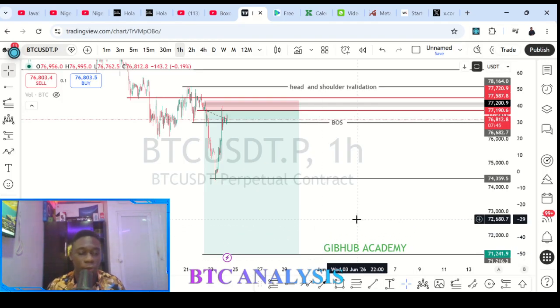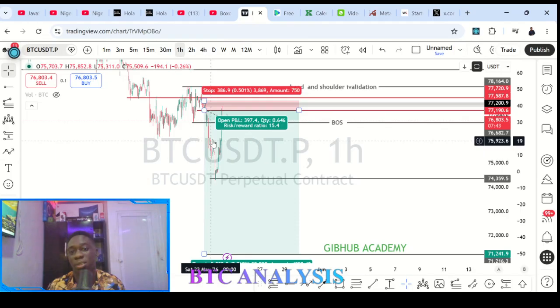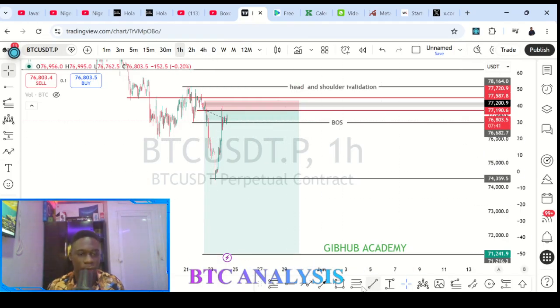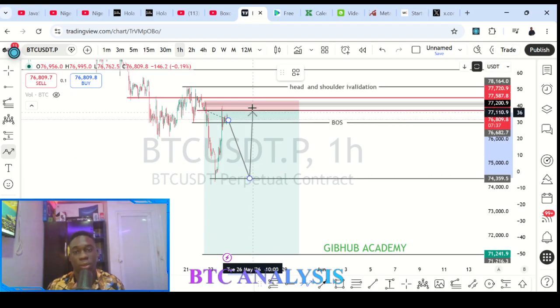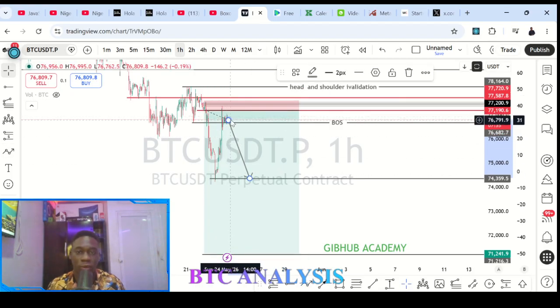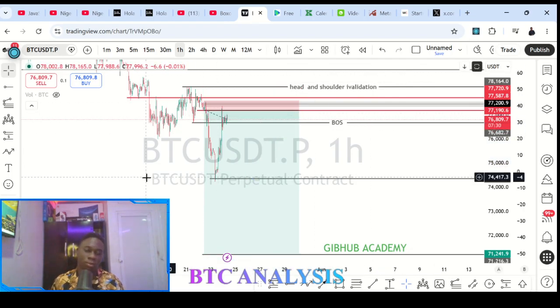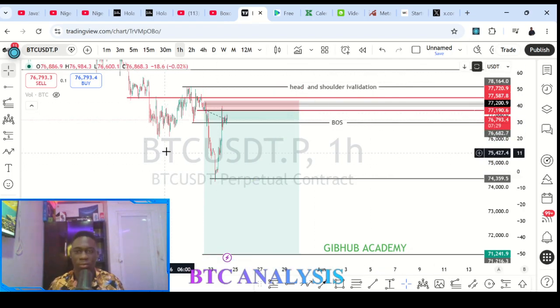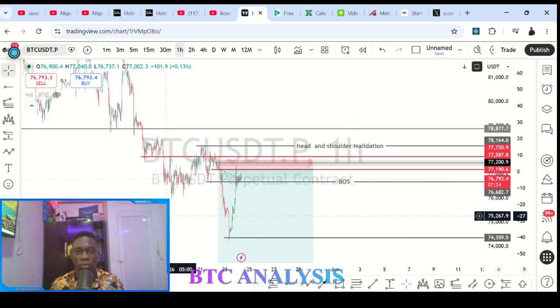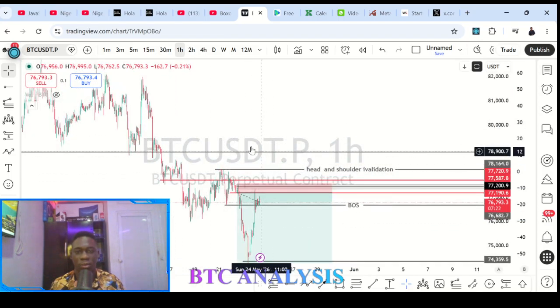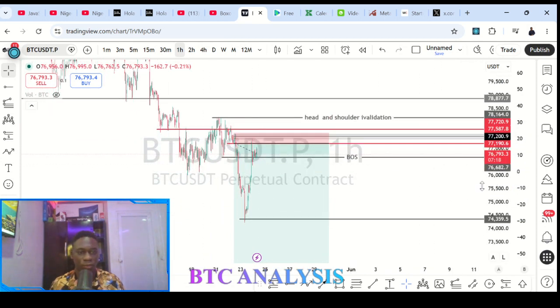Drop your comments, what you think. You might be thinking something different. Maybe some other person might be thinking, oh, I don't want to sell, I want to wait until it gets here to buy. You could be right, but buying here doesn't make sense. Even if you can buy, it doesn't make sense for you to buy here because your TP is not well defined for now, and you can see the market structure.